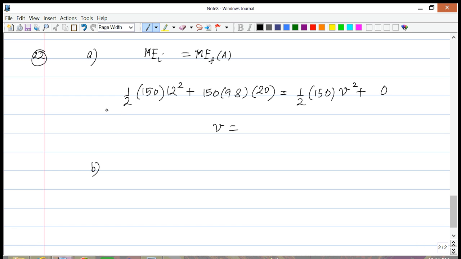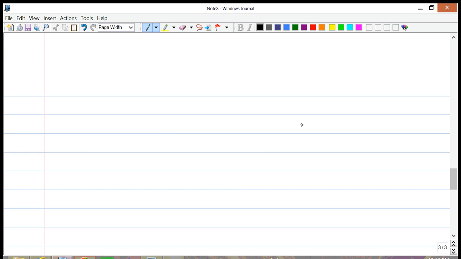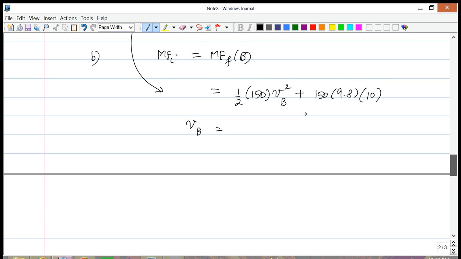For part B, I'm going to use MEI equals MEF at the location B, and once again we'll have the same number on the left hand side, and all this will be equal to 1/2 times 150 times vB squared plus 150 times 9.8 times 10. Okay, and then you can solve this for vB. Just be careful to do the algebra correctly and solve it for vB, and you should get the answer.